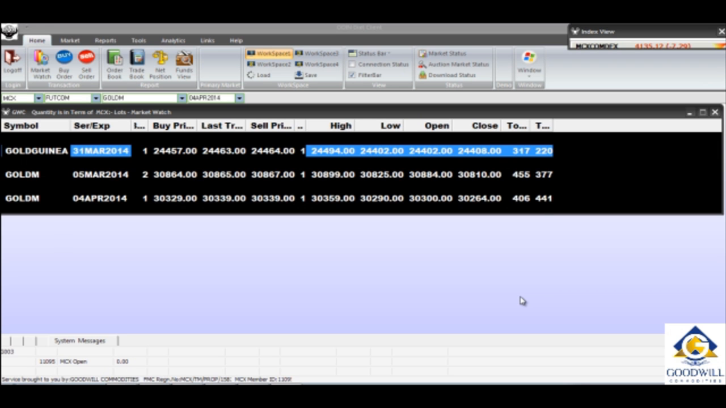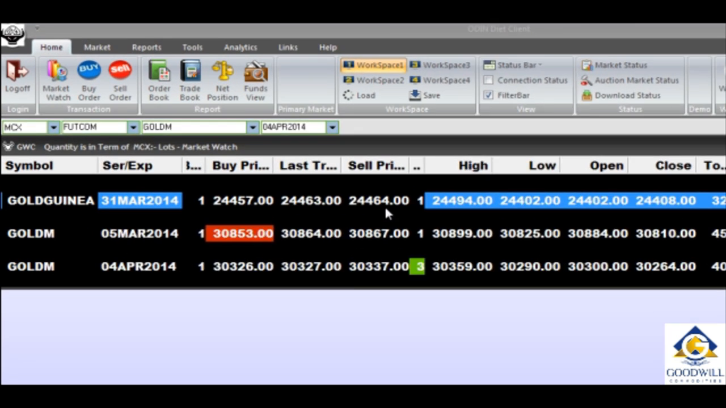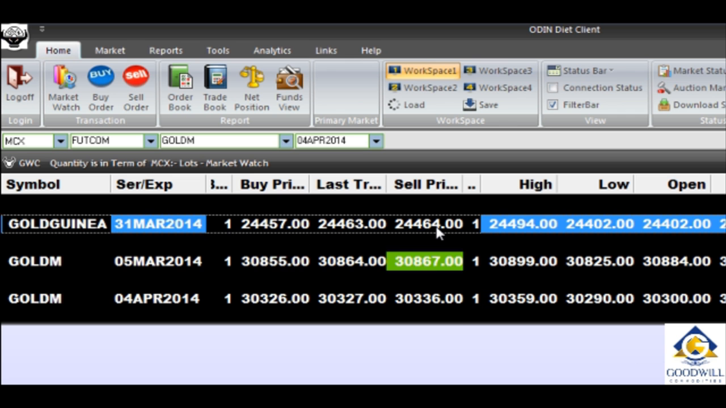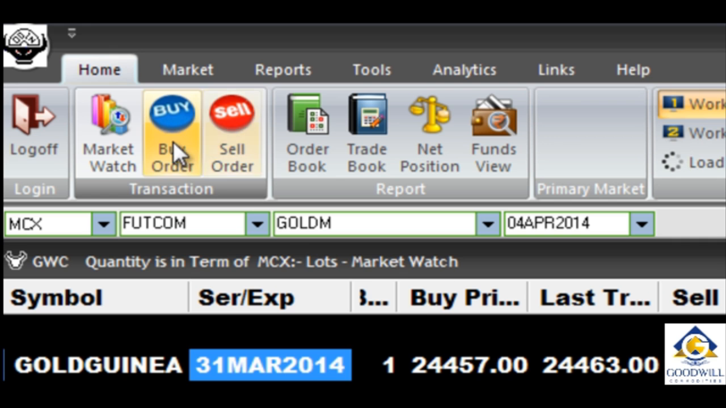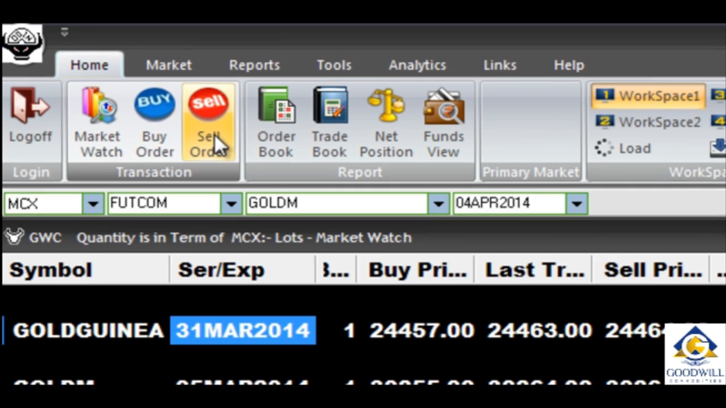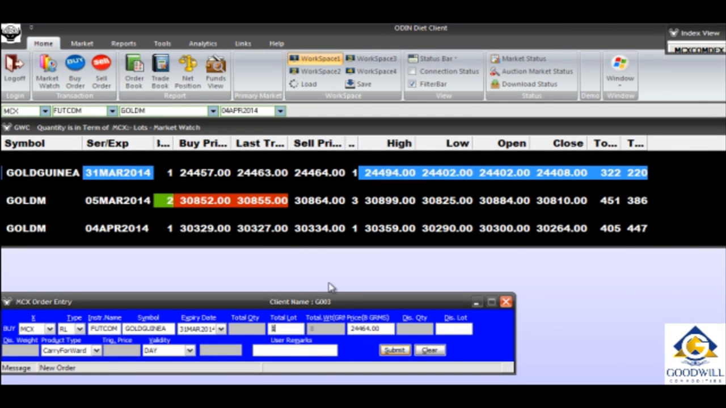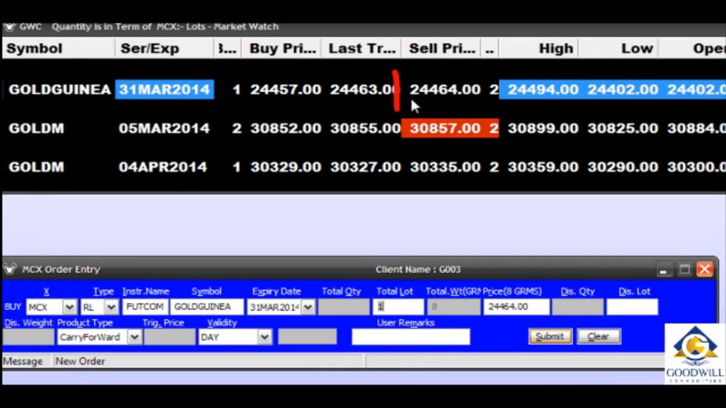This is our trading platform Odin. Now we are going to see how to place a market order. So in order to purchase or sell any commodity, go and click on the particular commodity, press F1, or you can use the icons available on the top. If you notice in gold Guinea, at what price can I buy gold Guinea now?